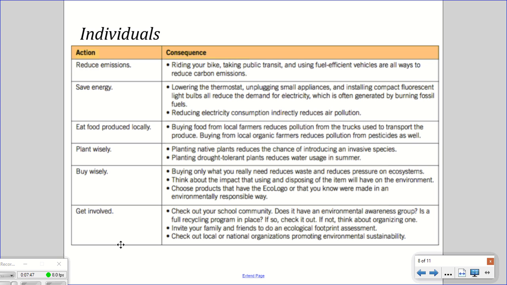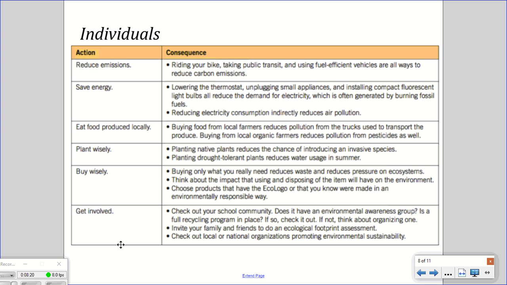And then think about the impact that using and disposing of an item will have on the environment. Do you really need to use that plastic fork just that one time and then throw it out? Or are there other ways in which you might be able to reduce that plastic fork use, such as bringing your own cutlery, for example, or even plastic straws, bringing your own straw with you so you don't need to use a straw and then dispose of that straw.